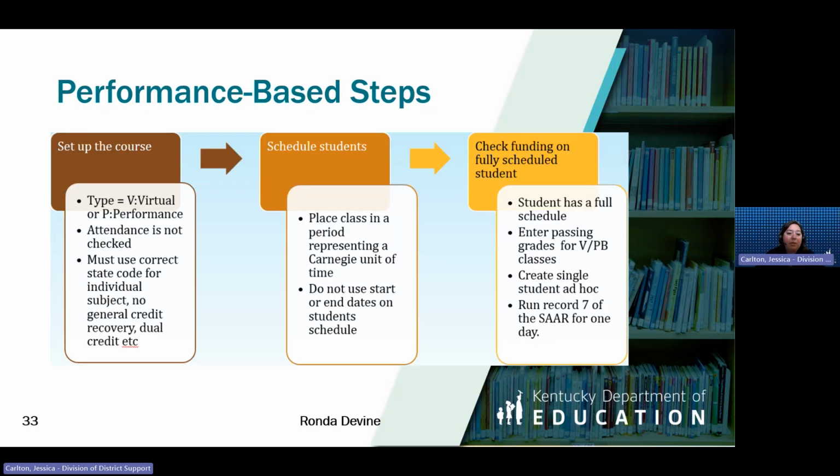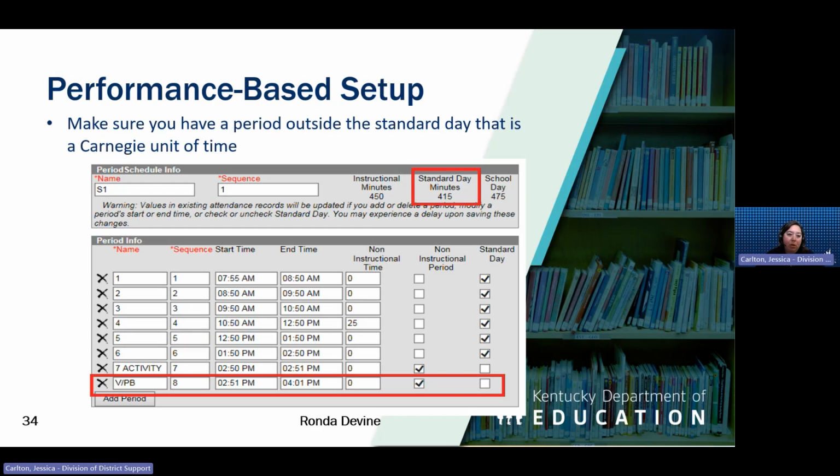Okay, here's a step-through on what you're going to need to do to set up those performance-based courses. You're going to need to set up this course, schedule that student into the course, and then check funding to make sure you have it set up. You're going to use our funding gap audit report, which is what we're going to talk about. Oh, we have one more slide before we do that. When you're setting up the courses, we recommend setting it up outside of the day in that virtual performance-based course line here.